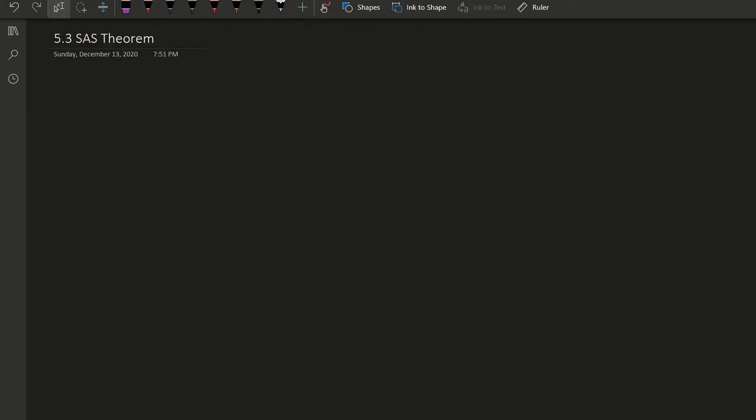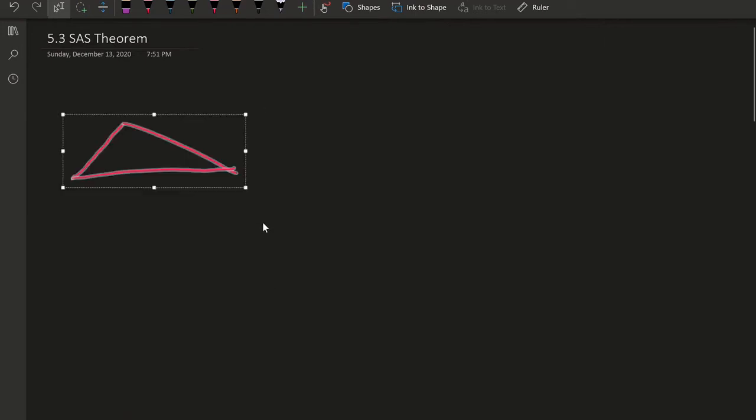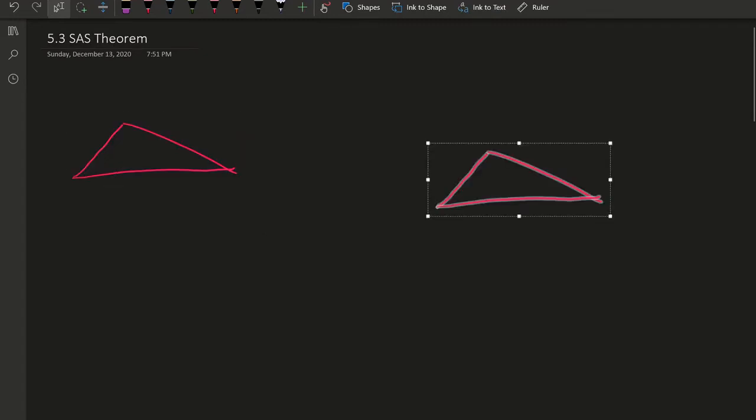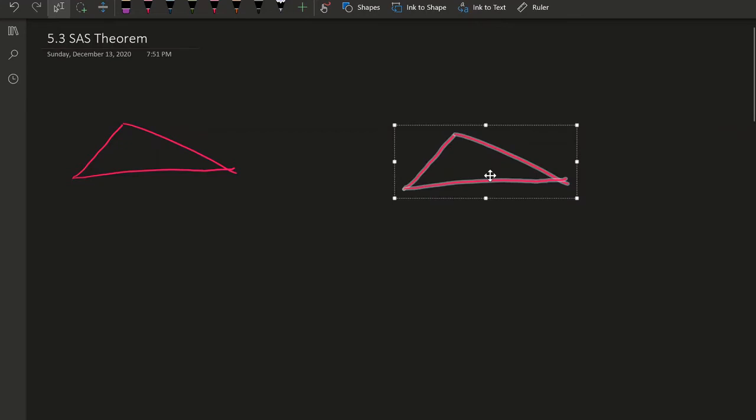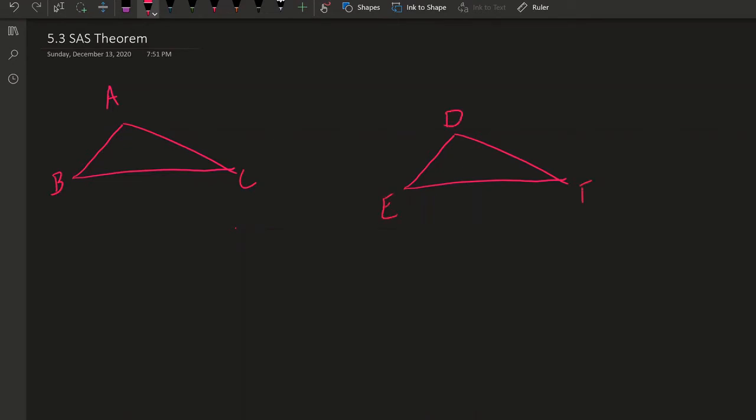Now, the reason that we have the SAS theorem is because in our last unit we had triangles. We were trying to prove that triangles were congruent. I'm going to draw a slightly more obviously scaling triangle. There we go. And just because I can, I'm going to copy this and then paste it so I know that I have a truly congruent triangle. Now, I'm going to call this triangle ABC, and this is going to be triangle DEF.